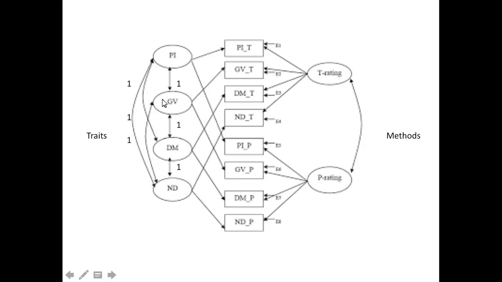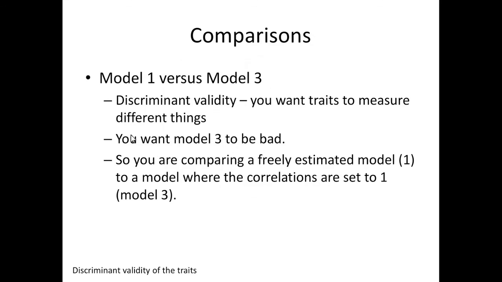So I kind of try to draw this on here where we would add these correlations and set them all to 1. That implies that this is not a 4-factor model, it's one giant trait altogether. And so this is a discriminant validity test of the traits. So I want my traits to measure different things, and so I want this particular model to be bad. If we're comparing our model 1, our freely estimated model, to model 3, and they're exactly the same, that implies that the traits are so correlated that they're not distinct things. So this is a discriminant validity of our traits question. So we want these two models to be different and model 3 to be worse.